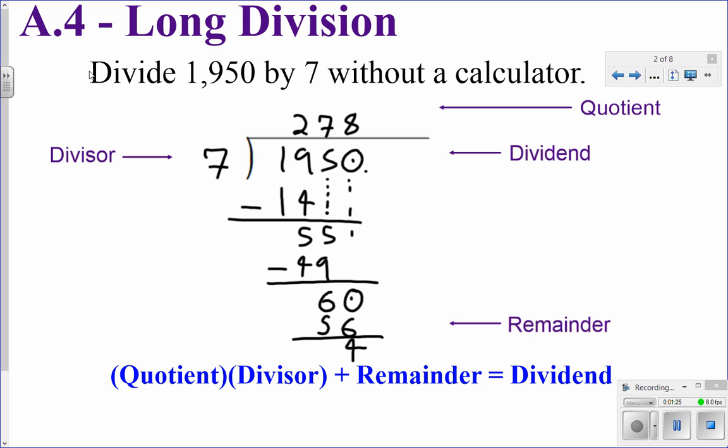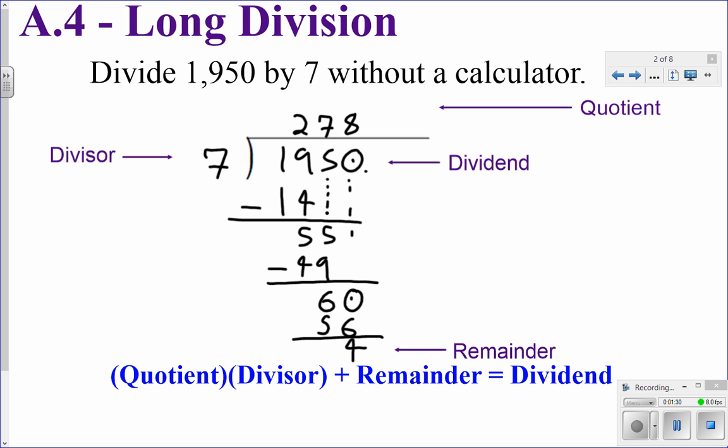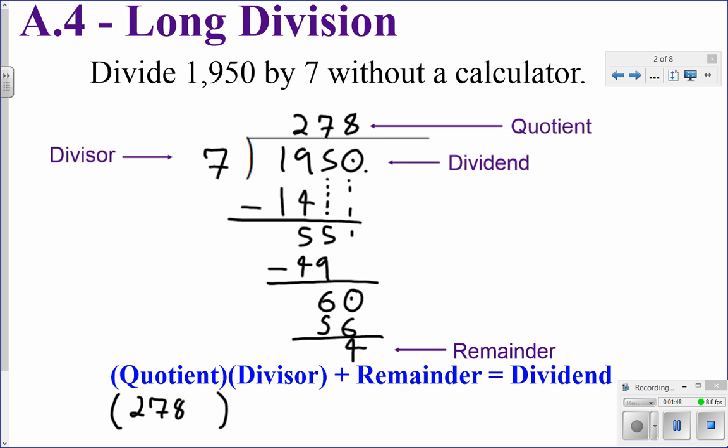So what we have here is 4 is our remainder. This is our dividend, 1950. Our quotient is 278, and our divisor is 7. So if we put this all together, we should see that our quotient times our divisor, so our quotient is 278 multiplied by 7, plus 4 is going to equal 1950. Okay? So using this same structure, we're going to apply it to polynomials.